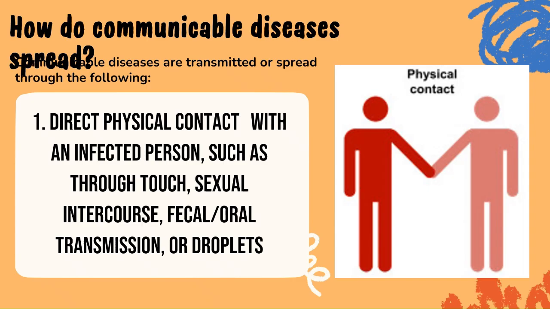For example, COVID-19 spreads when people talk, cough, or sneeze near others. Hepatitis A spreads when someone eats food prepared by a person who didn't wash their hands after using the toilet. The next one is chicken pox. Chicken pox spreads through direct contact with the blisters or droplets from coughs and sneezes.